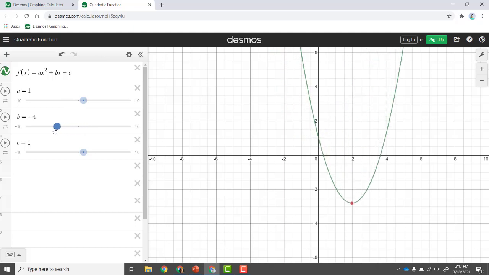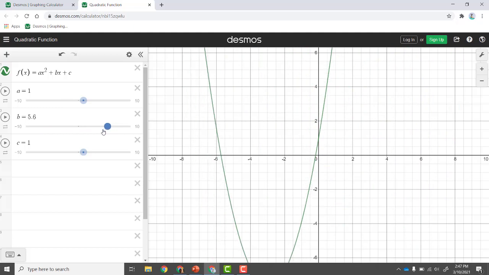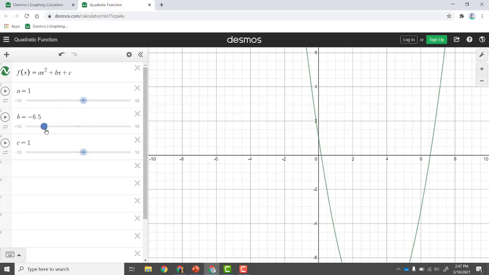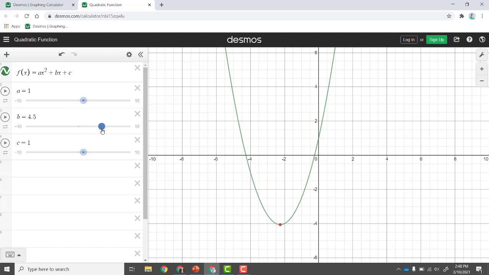As I change b, notice that the vertex changes both the x and the y-coordinate. So therefore, I conclude that the b value also affects the x-coordinate of the vertex.